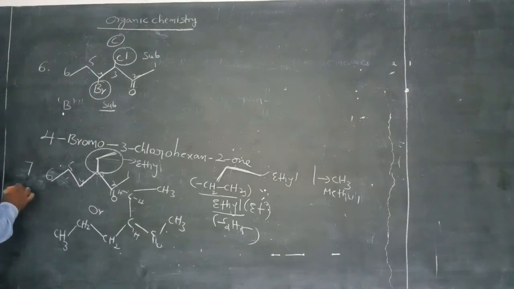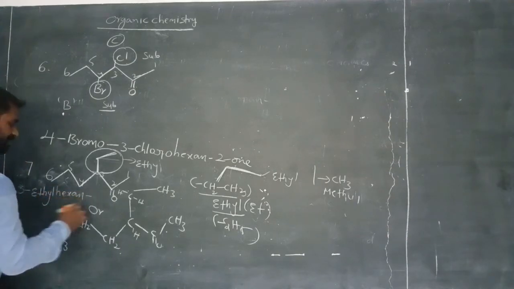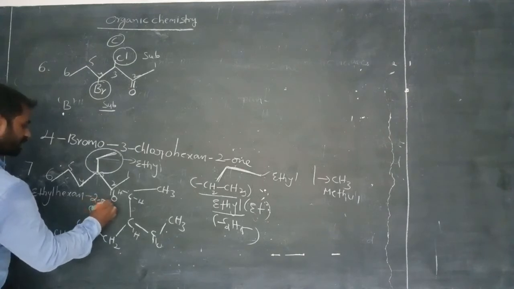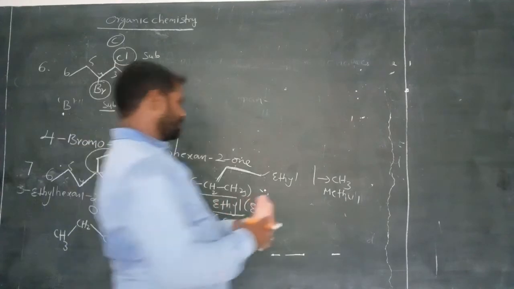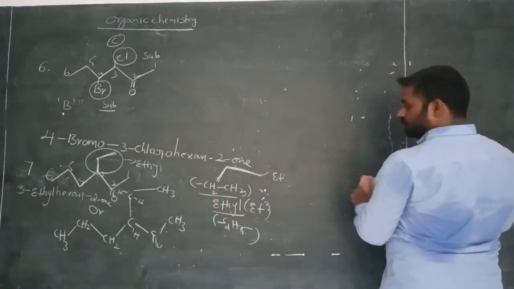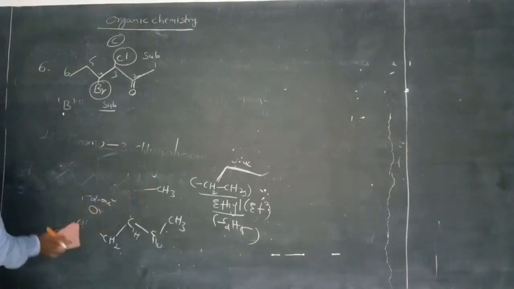So write the IUPAC name: 3-ethyl, hexane, 2-one. Clear? 2-one. This is the ethyl group. Okay. You always remember, wherever the carbon is present in the compounds, it is satisfied with tetravalency.